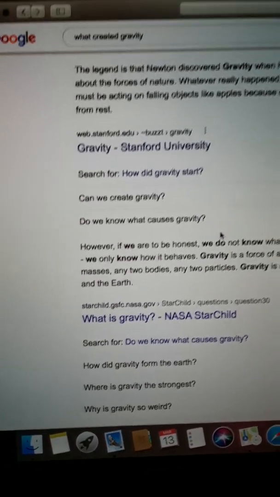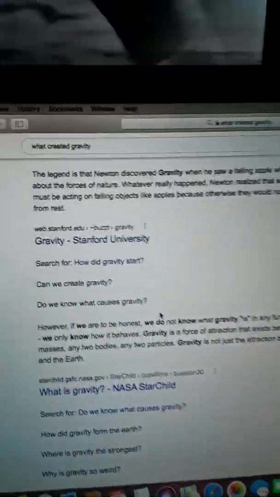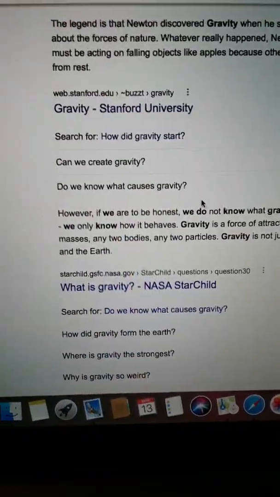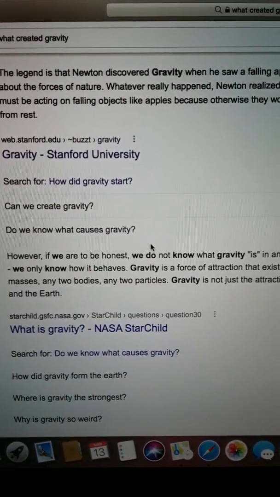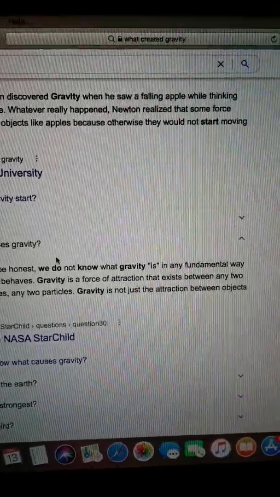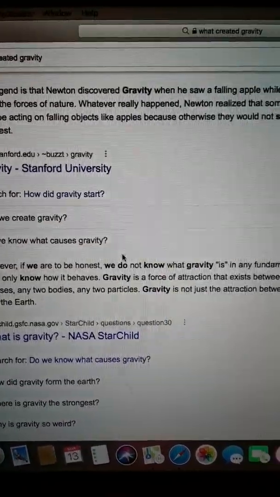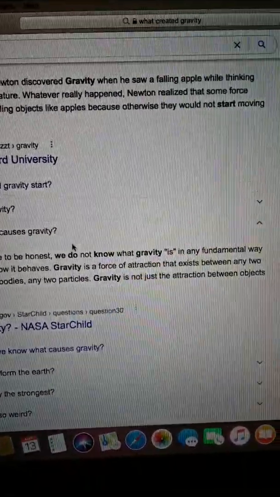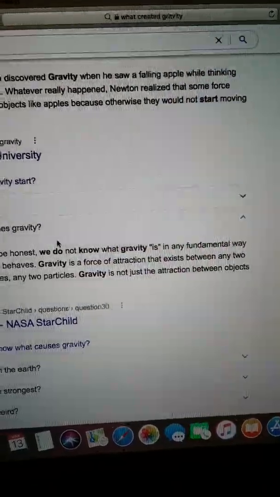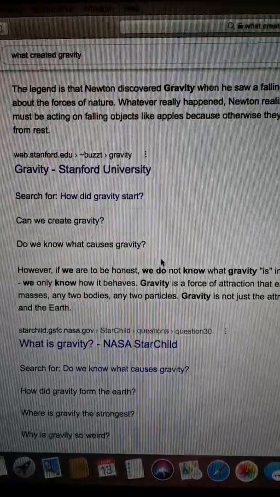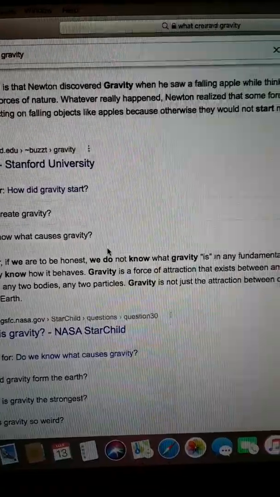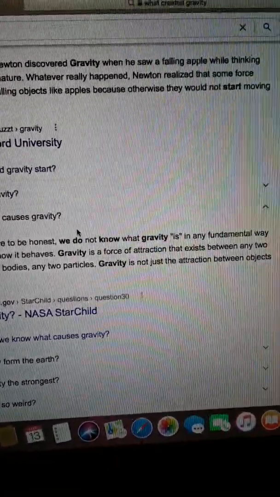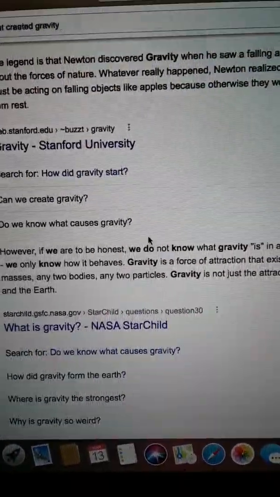Okay? If I go to lift up this knife, I got to use the presence of my hand and the substance of my arm to do so. They're talking of, this is just, however, if we are to be honest, we do not know what gravity is in any fundamental way. We only know how it behaves, period. Gravity is a force of attraction that exists between any two masses, any two bodies, any two particles. Gravity is not just the attraction between objects and the earth.